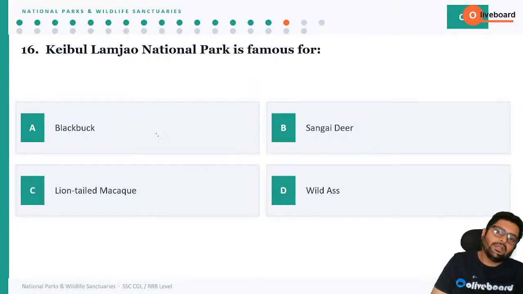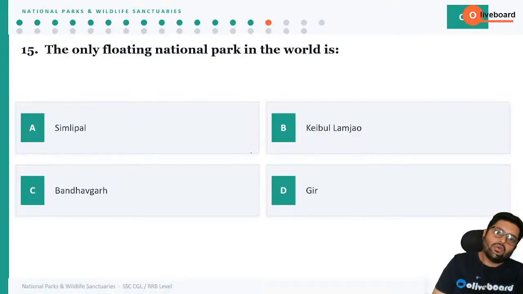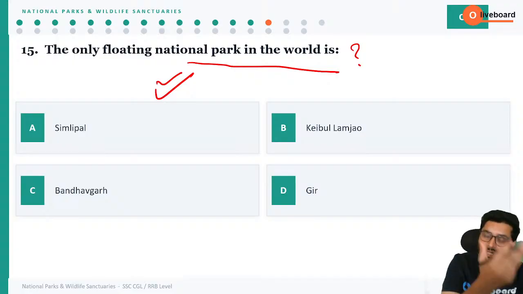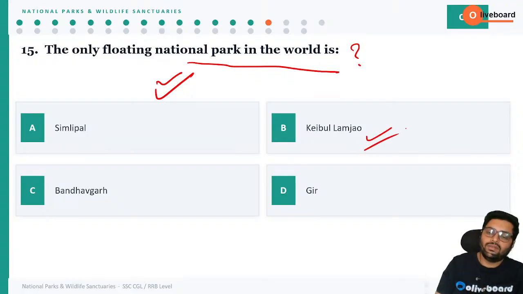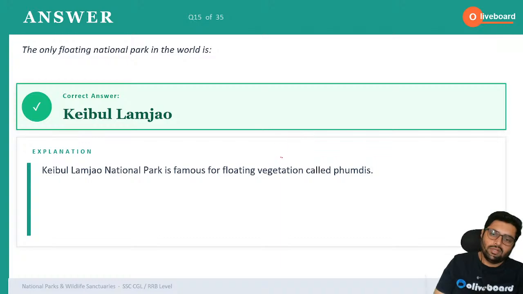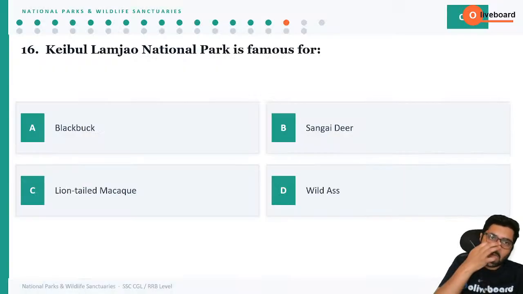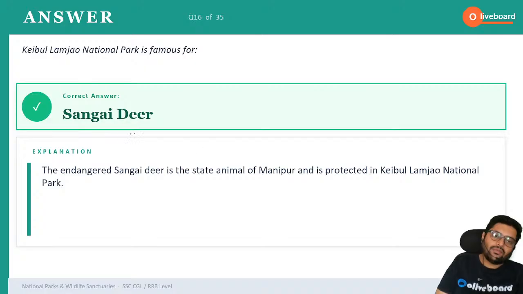See, I told you the only floating national park in the world, we saw this just now. It is completely in between a river. It is Keibul Lamjao. Floating vegetation is called phumdis. Very, very important. Keibul Lamjao National Park is famous for what? So now see, animal based. It is famous for Sangai deer.